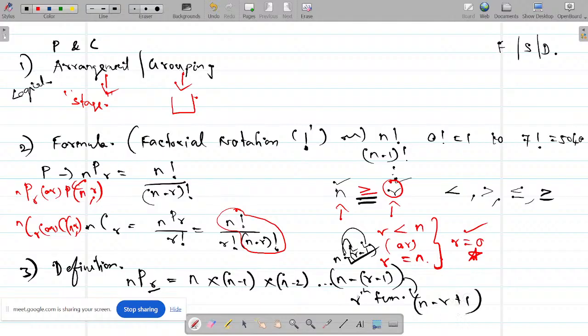So how many terms will be there? r number of terms. Okay. This I have not discussed. Probably I shall discuss now.